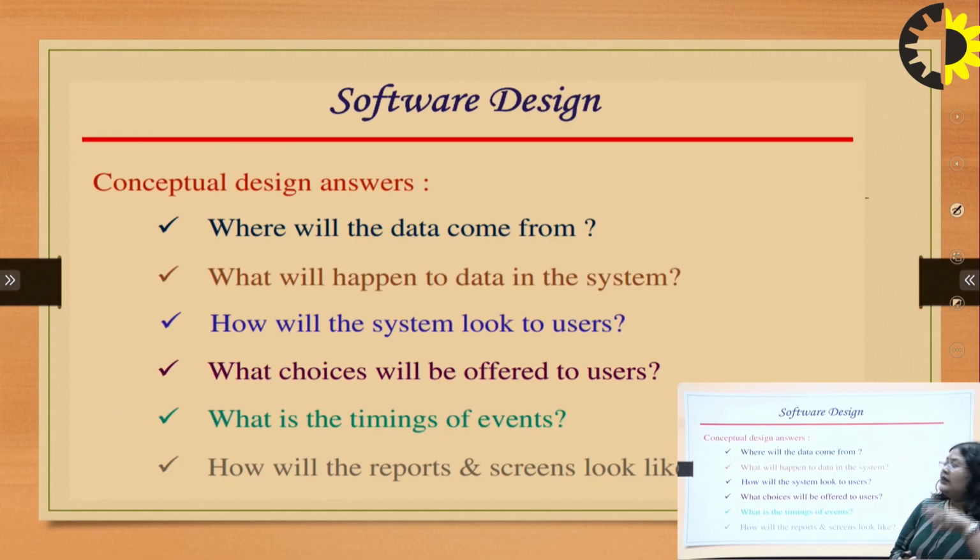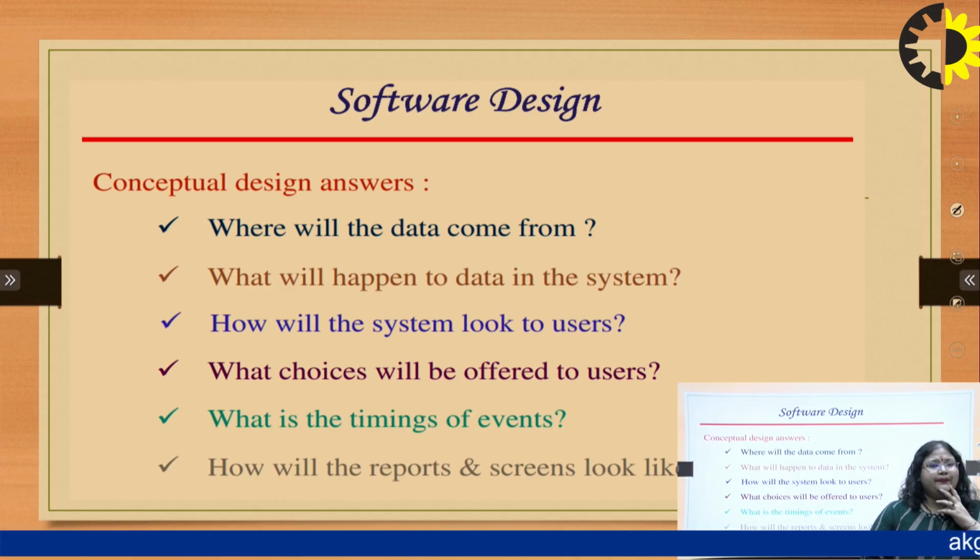Now, next, these are the answers that we have to cover in the conceptual design. Where will the data come from? What will happen to the data in the system? How will the system look to the users, in front of the users? This is completely dependent on the user's point of view. Now, what choices will be offered to the users? What type of choices do the users want? What are the timings of events? For each and every event we have to define the times. Now, how will the reports and the screens look, as the user wants? So, this completely depends on the reports and the screens.